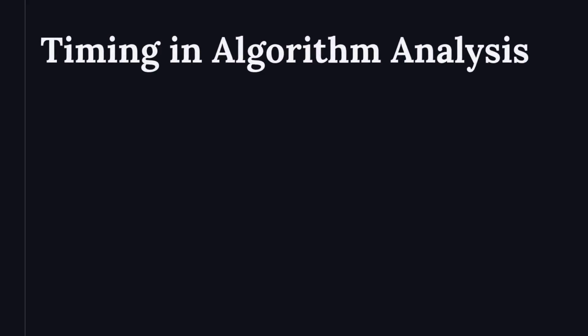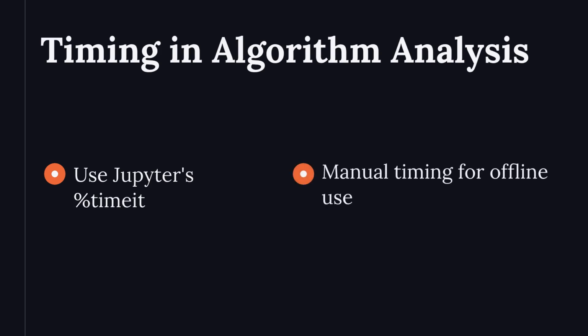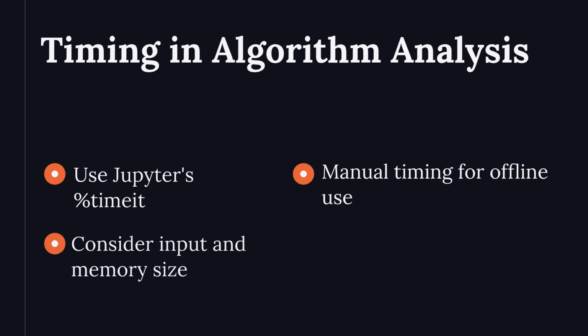Timing measures how long algorithms take to run. Jupyter's %timeit function provides accurate timing. Manual timing is useful when Jupyter is unavailable. Consider input size and memory usage alongside speed. Performance evaluation ensures algorithms are practical and efficient.